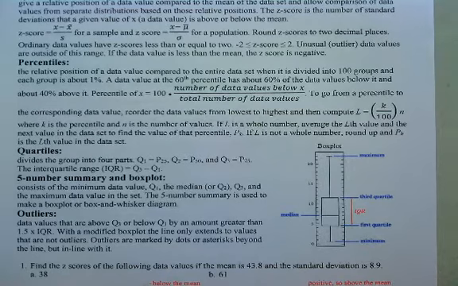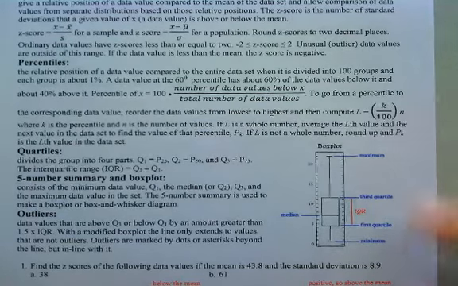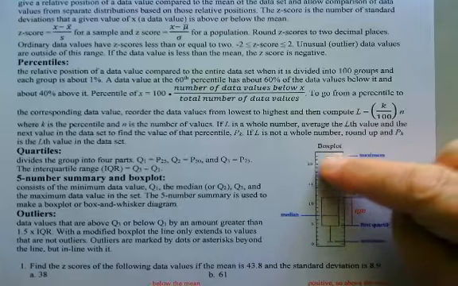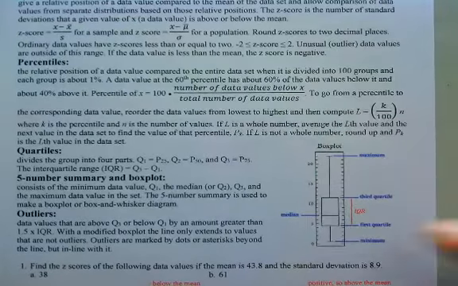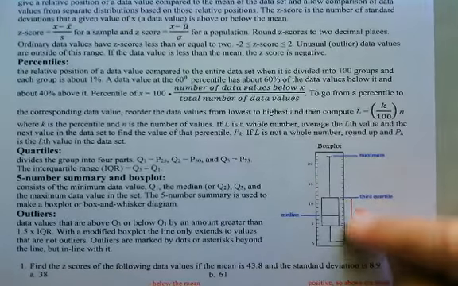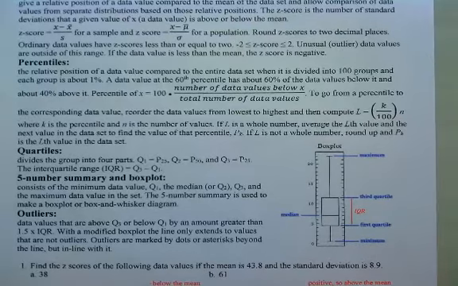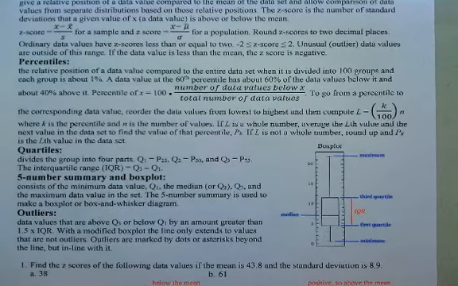Outliers are data values that are above Q3 or below Q1 by an amount greater than 1.5 times the IQR. Outliers are marked by dots or asterisks beyond the line, but in line with it. So if we had some outliers, they would be maybe out in this range or down in this range if they were more than 1.5 IQRs from the middle there. So let's look at finding some of these.